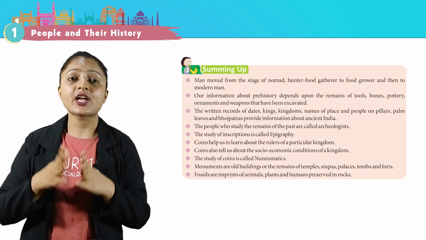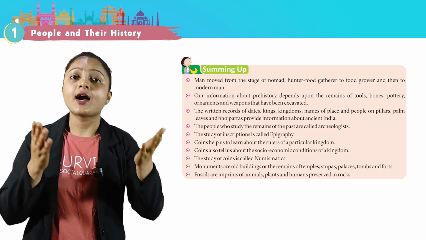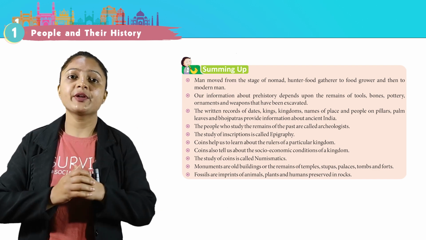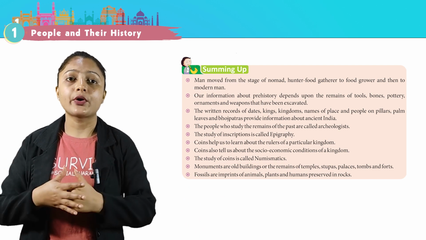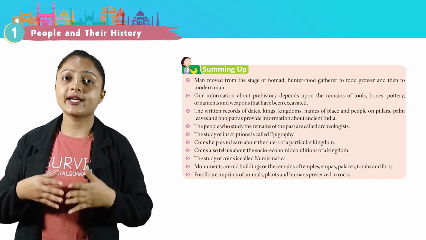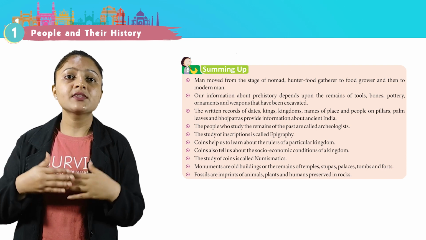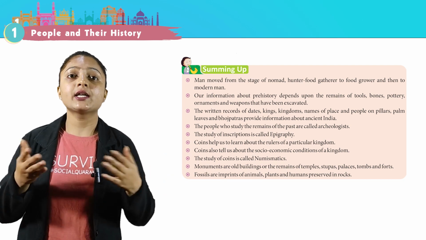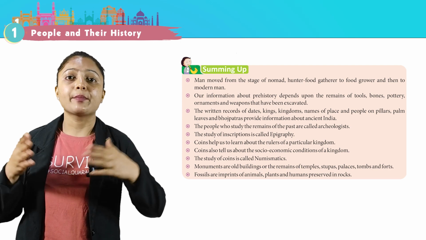By summing up this chapter, we have learned that men moved from the stage of nomad, hunter, food gatherer to food grower and then to modern man. Our information about prehistory depends upon the remains of tools, bones, pottery, ornaments and weapons that have been excavated. The written records of dates, kings, kingdoms, names of places and people on pillars, palm leaves and Bhojpatras provide information about ancient India. The people who study the remains of the past are called archaeologists. The study of inscriptions is called epigraphy.